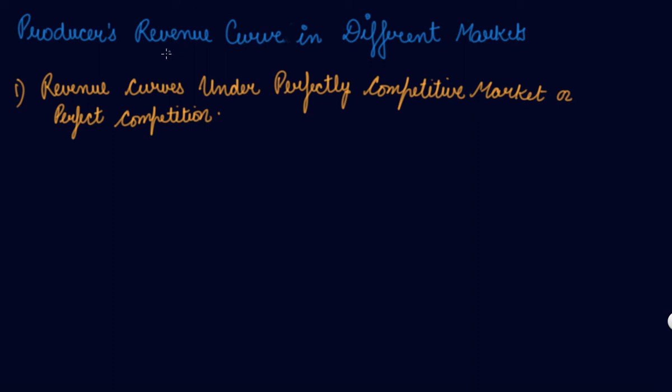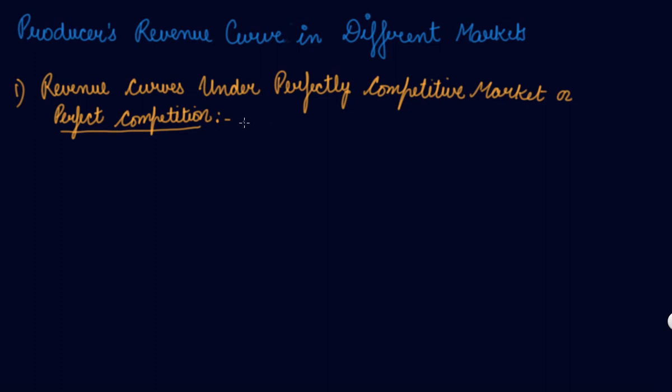In this video, we will understand the producer's revenue curve in different markets. Number one is perfect competition. I'm explaining a little of this because we will be understanding the forms of market in our next unit, which is the fourth unit.